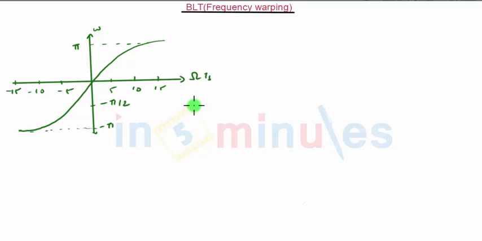Now, this frequency warping should be analyzed and reduced. So there is a pre-warping procedure. To compensate for this effect, a pre-warping or pre-scaling procedure is used. The procedure is as follows.